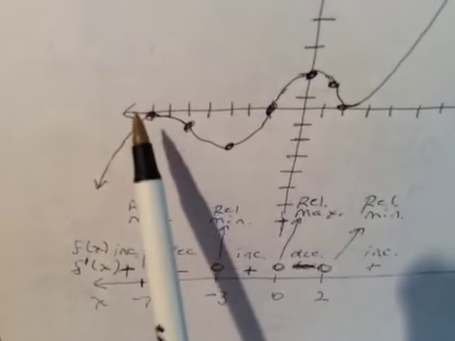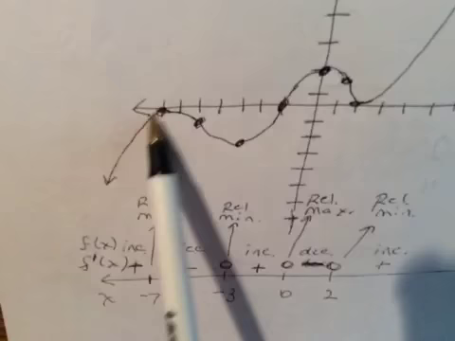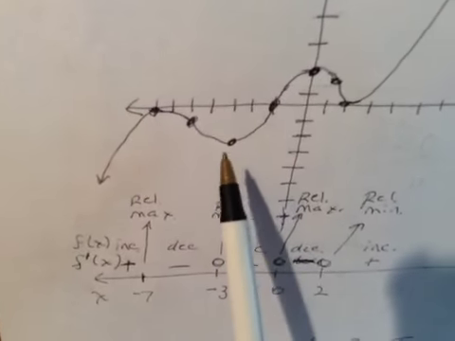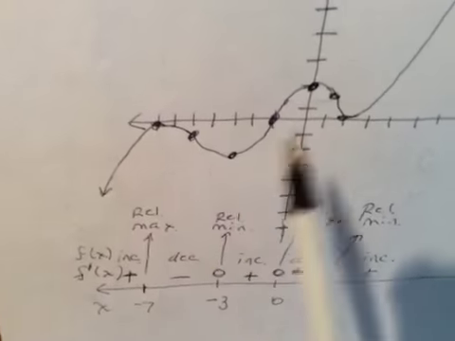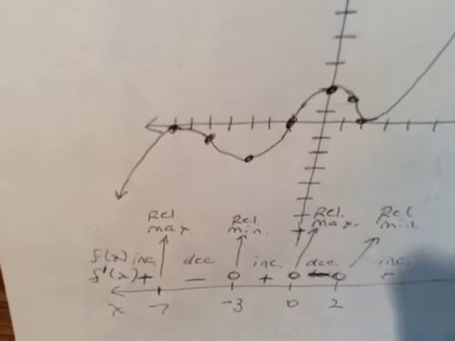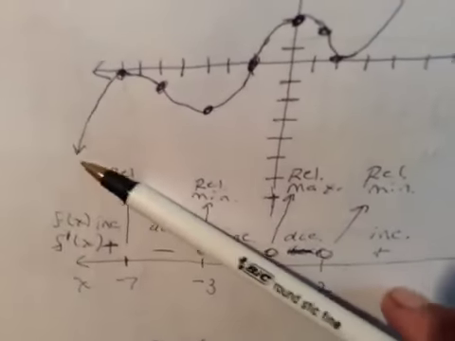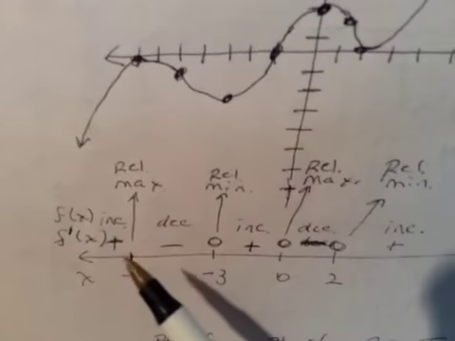At -7, there's a horizontal tangent line there. At -3, there'd be a horizontal tangent line. At 0 and at 2. Okay, with those then, here the function's increasing, which means the derivative was positive.